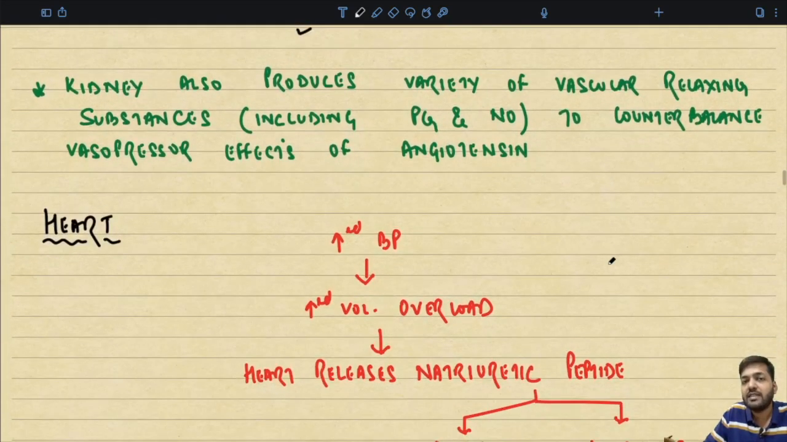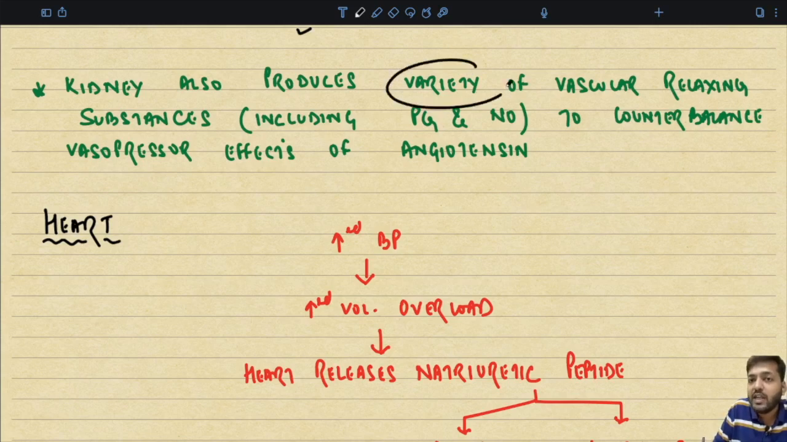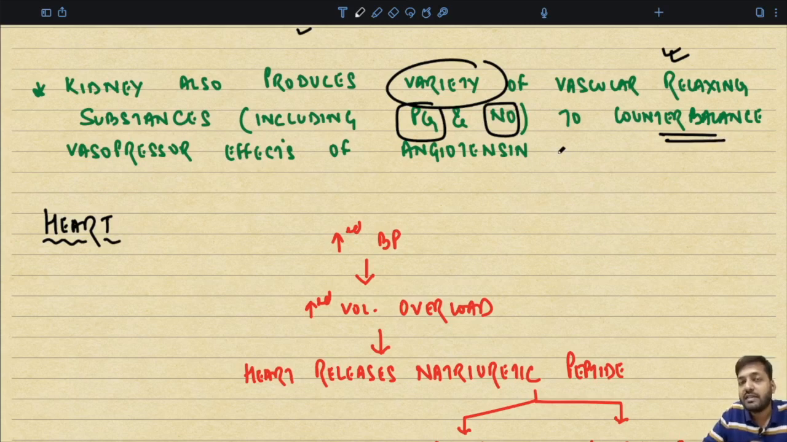Now the kidneys, when the pressure is falling, activate the RAS system so as to produce angiotensin 2, which is going to increase the blood pressure. But the kidney also produces a variety of vascular relaxing substances, including prostaglandins and nitric oxide, to counterbalance the vasopressor effects of angiotensin. See, whenever you are accelerating a car, you also have to put on brakes so that you can come to a stop at an appropriate time.